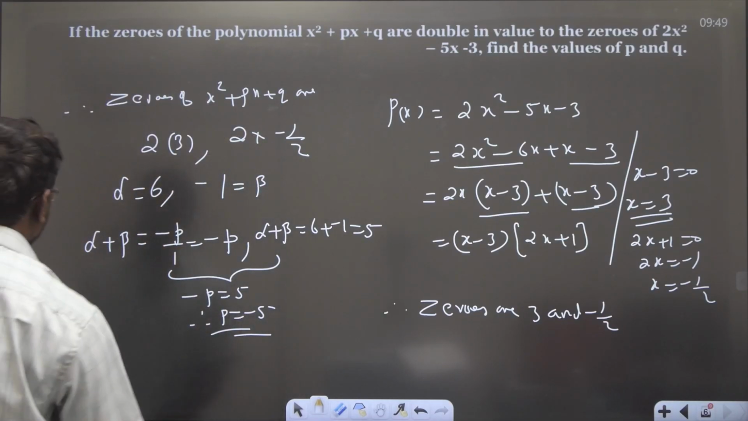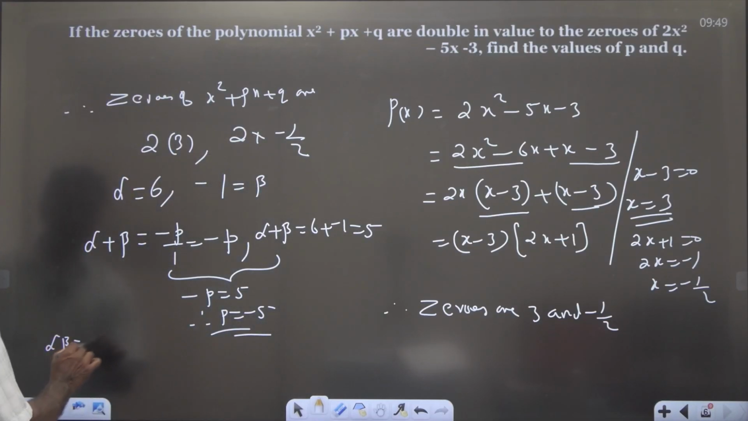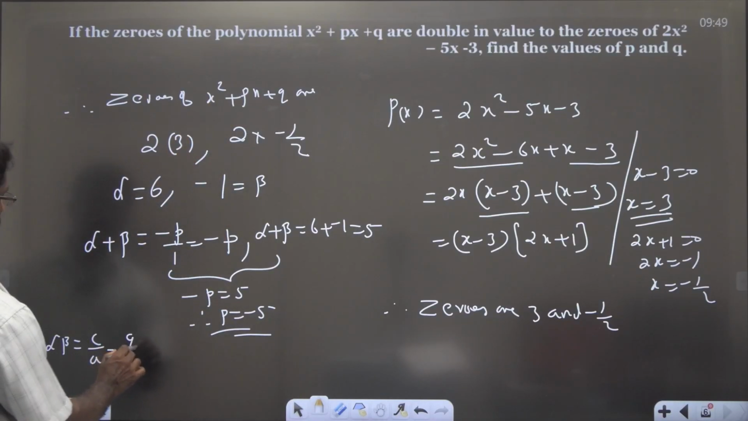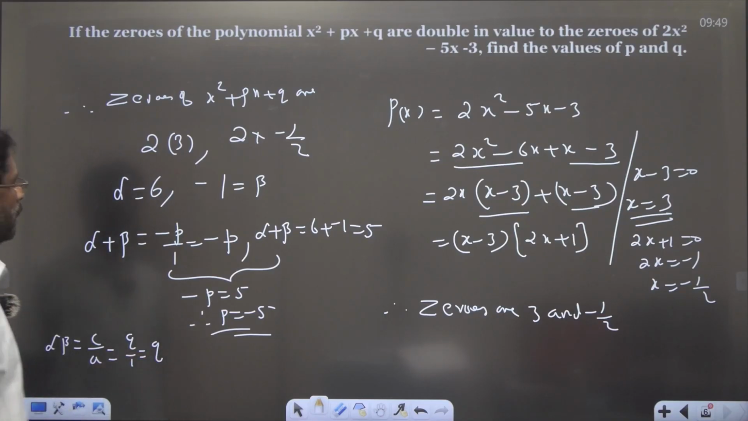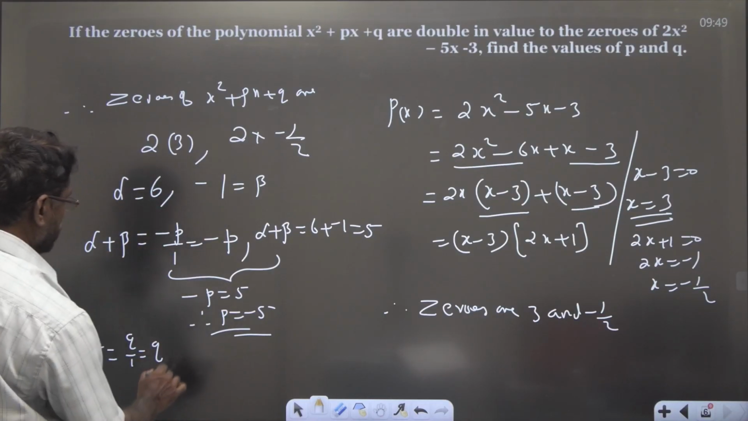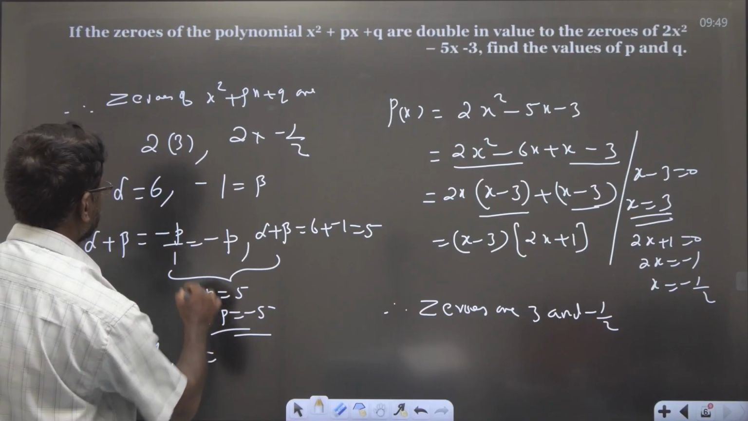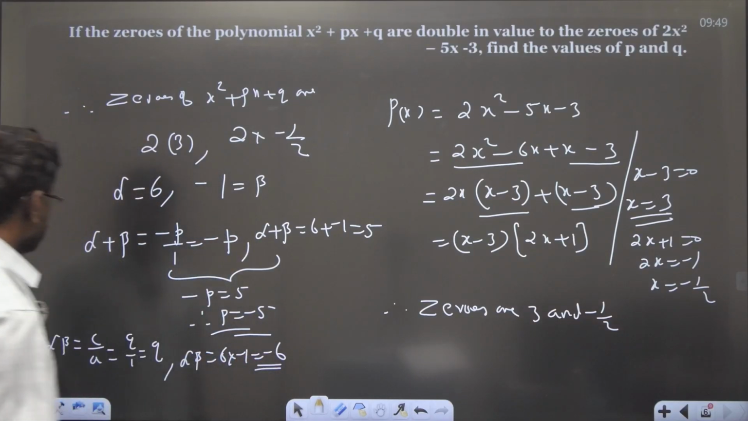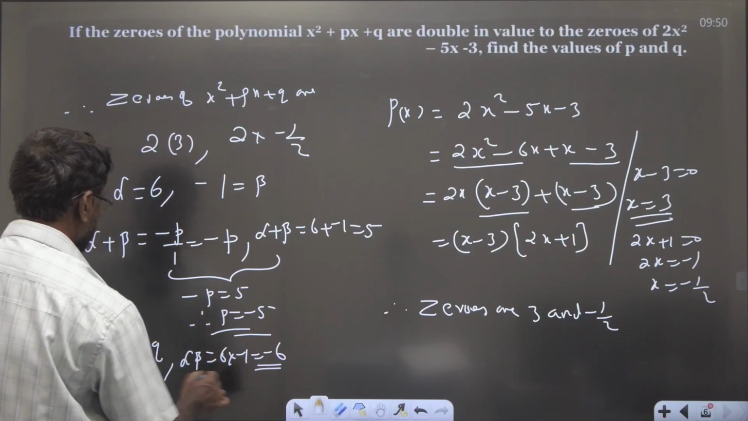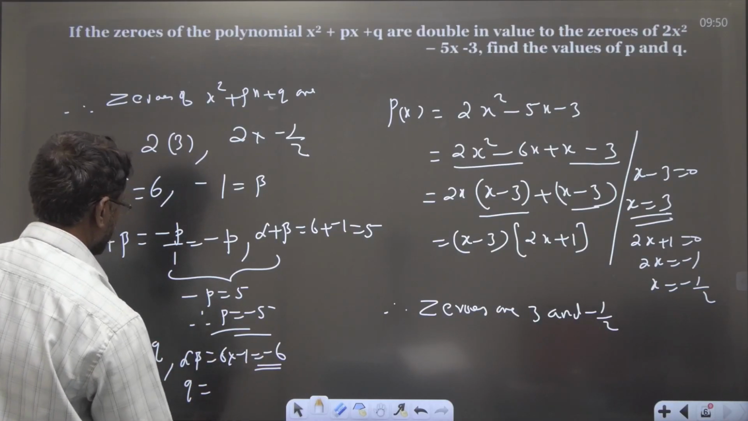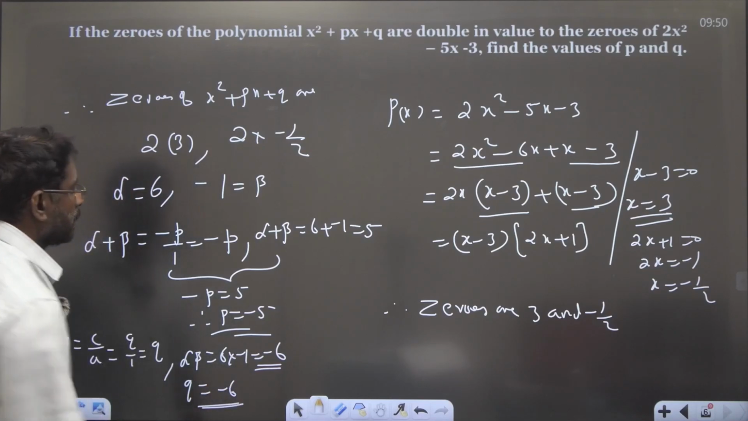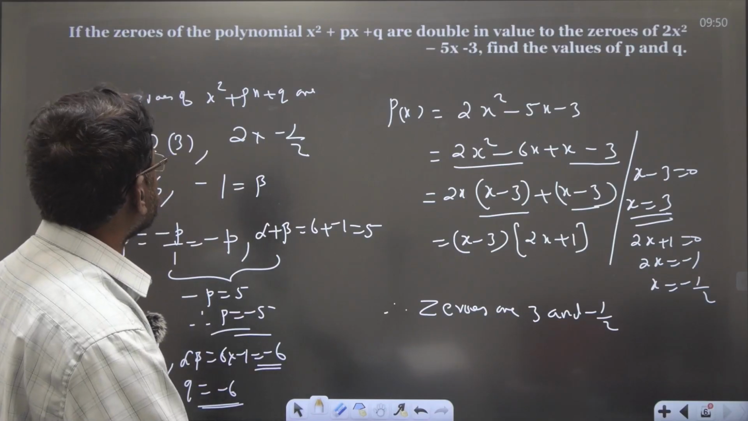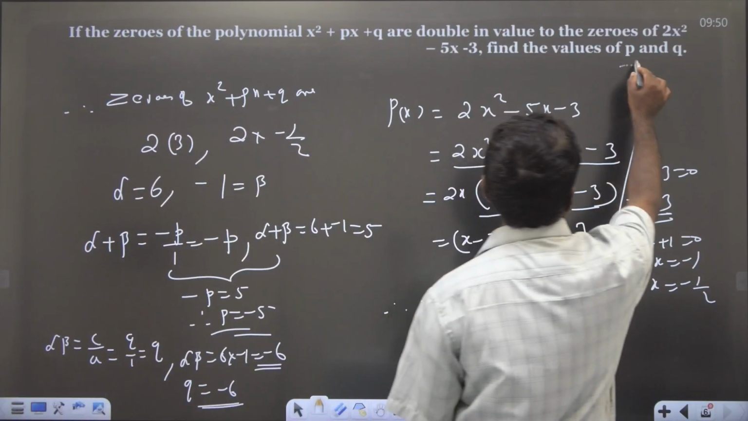Similarly, alpha into beta is c by a. Here c is q, so q by 1, which equals q. And directly we get alpha beta as 6 into minus 1, that is minus 6. Comparing these two equations, directly we get q is equal to minus 6. So p equal to minus 5 and q equal to minus 6. These are the values of p and q.